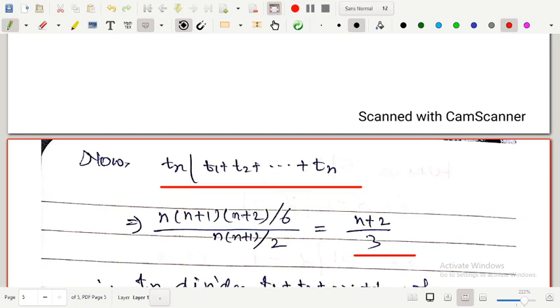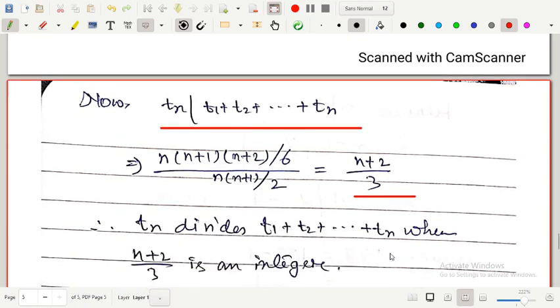Yes or no? 3 divides 27. Why? Because the answer is an integer, that is 9. So if you are saying that Tn divides the sum T1 plus T2 up to Tn, then after dividing, the answer that we are getting must be an integer. So (n plus 2) by 3 must be an integer. So for what values of n will this (n plus 2) by 3 be an integer?